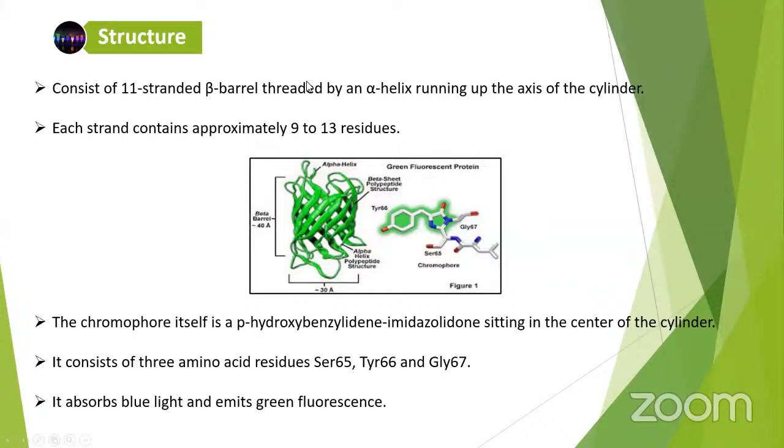The chromophore, para-hydroxybenzylidene imidazolidinone, sits almost in the center of the cylinder, and it consists of 3 amino acid residues: serine 65, tyrosine 66, and glycine 67. The chromophore absorbs blue light and emits green fluorescence.